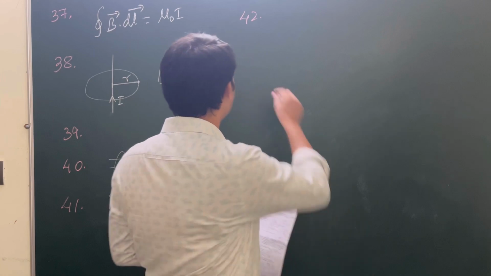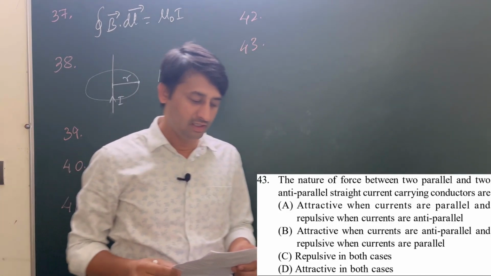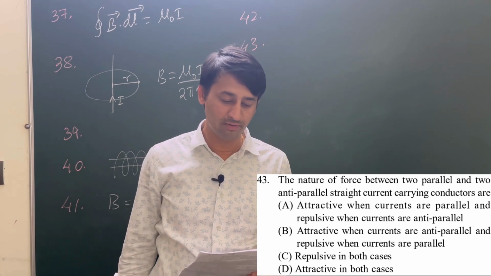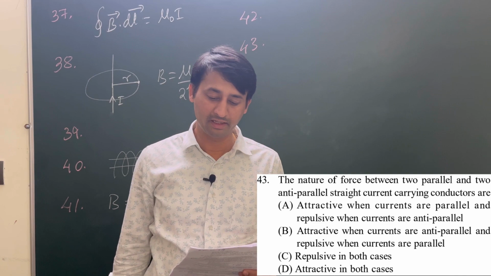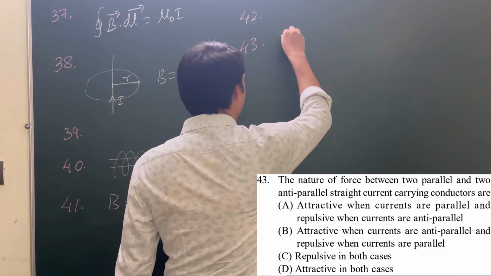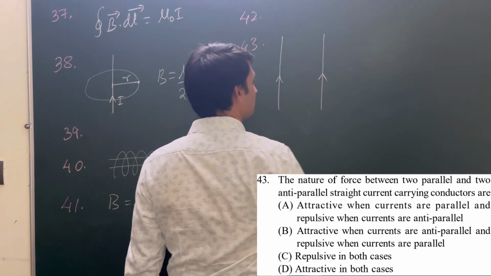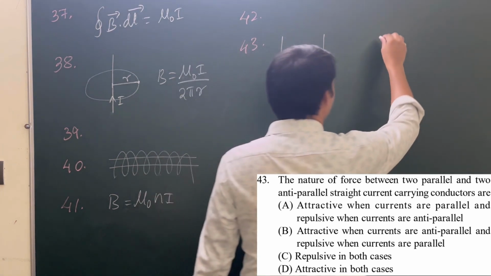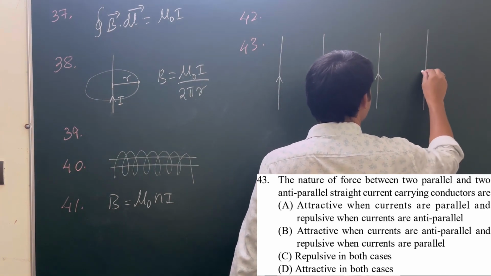Next, question number 43. Here the nature of force between two parallel and two anti-parallel straight current carrying conductors are. Now they have given two conductors which are carrying the current in the same direction, parallel, and two conductors which are carrying the current in opposite direction.